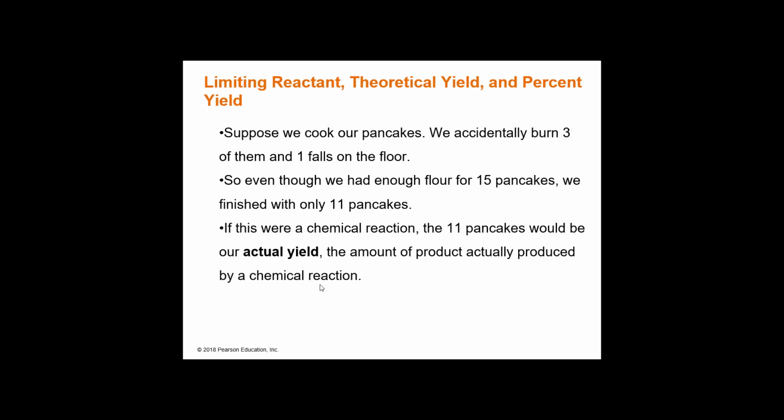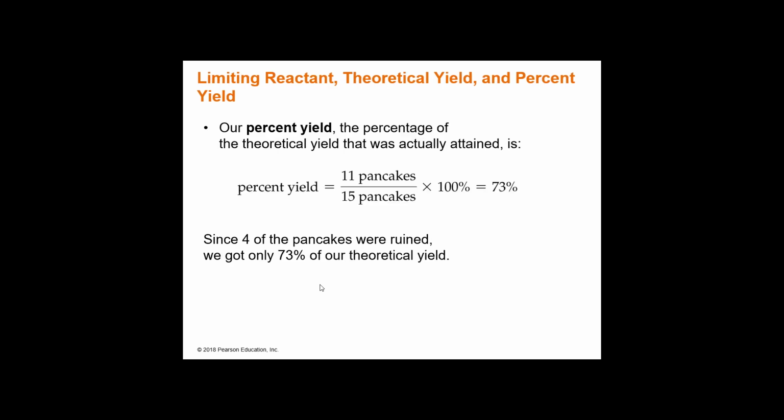So suppose we cook these pancakes, and out of the 15, we burn 3 of them, and 1 falls on the floor. So we no longer have 15 pancakes, we have only 11. The 11 is called our actual yield. That is the amount that was actually produced, in this case in a kitchen, but when we revert to chemistry, in a lab, by the chemical reaction. So we wanted 15, we got 11. That's our actual yield versus the theoretical yield.